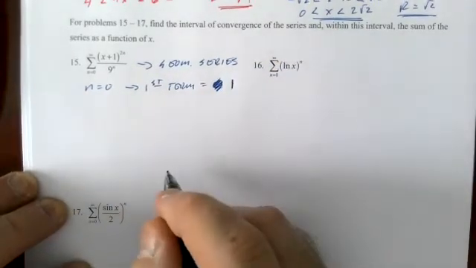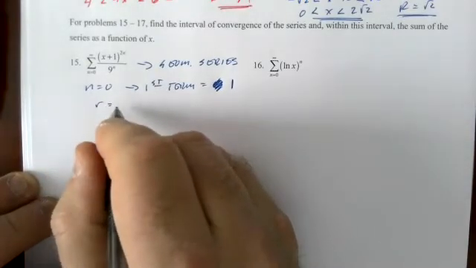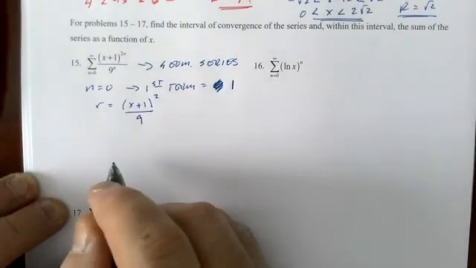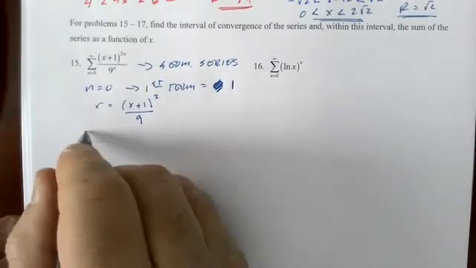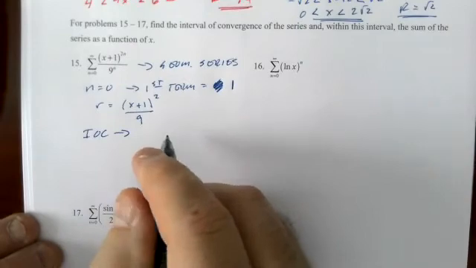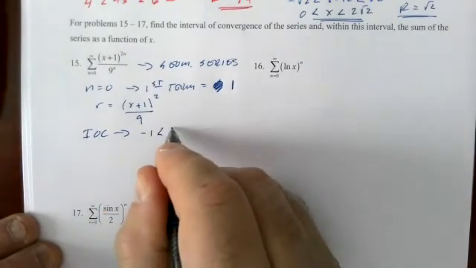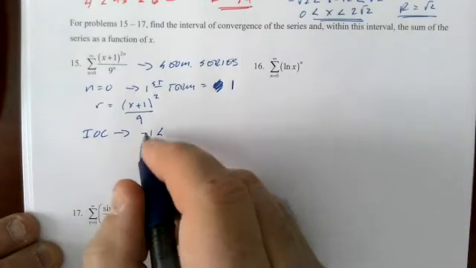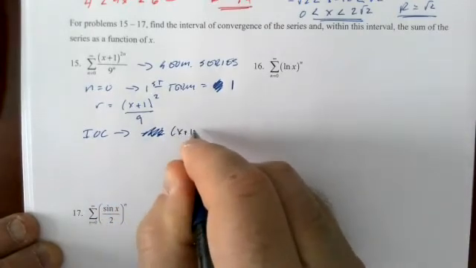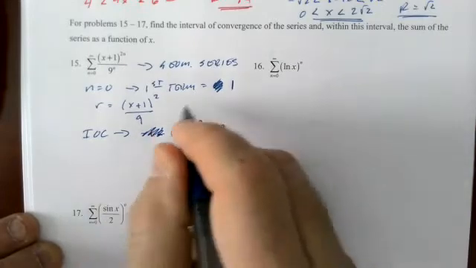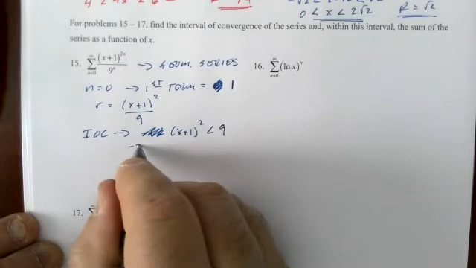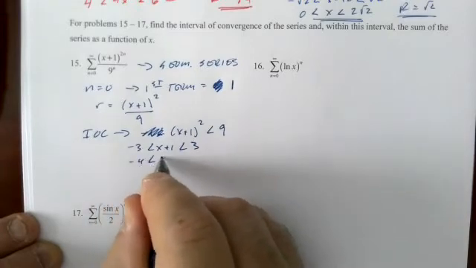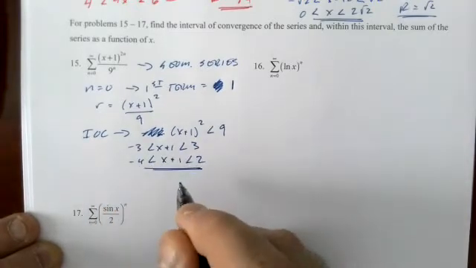N equals 0, the first term equals 1. It's updating by r, which is x plus 1 squared over 9, every time. So the interval of convergence, we do that whole thing with negative 1 less than, no, I forgot to do it all the other way. x plus 1 squared has to be less than 9. We multiply by 9, and then we take the square root. We get -3 less than x plus 1 less than 3. -4 less than x less than 2. There's my interval of convergence.